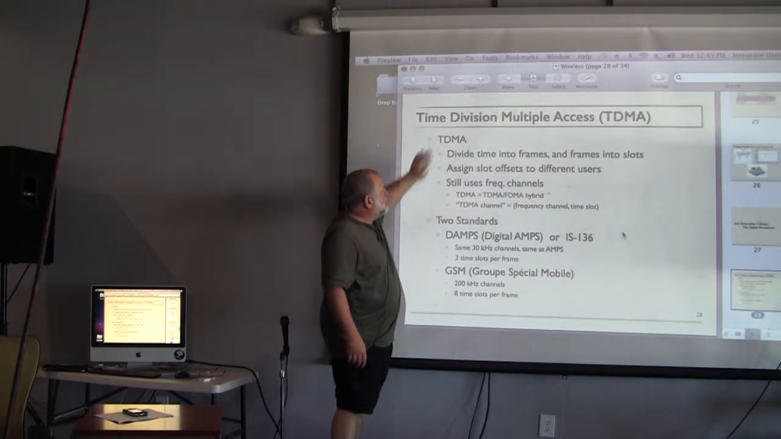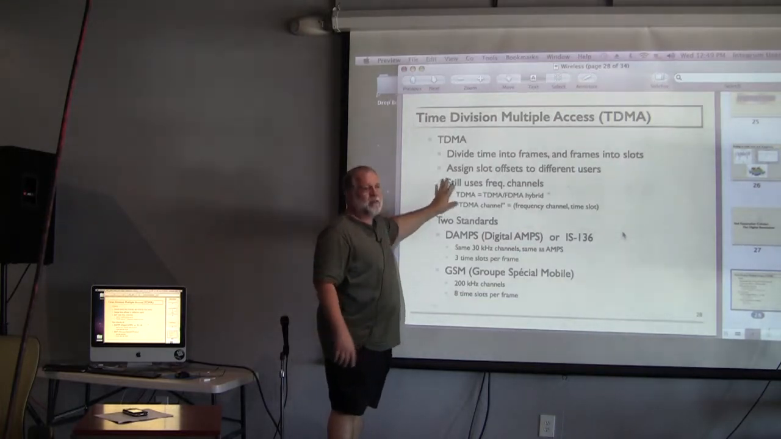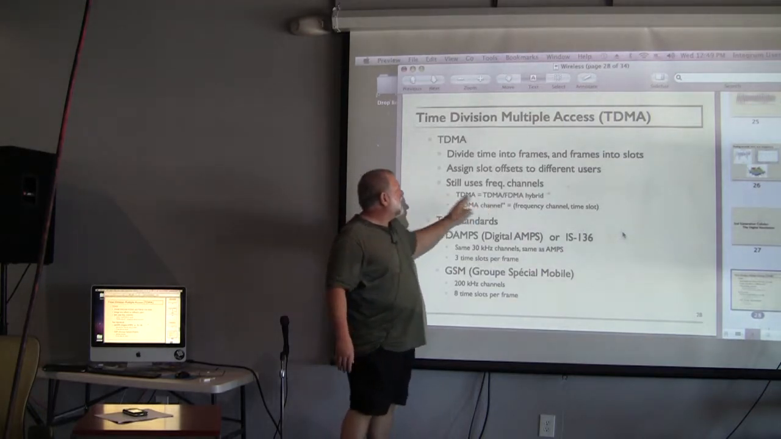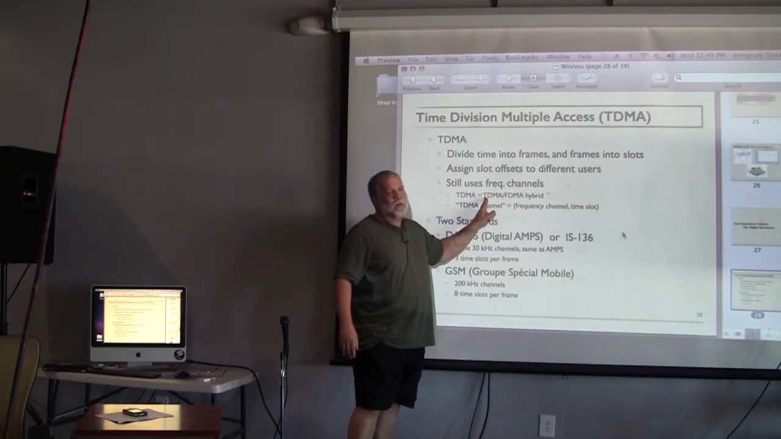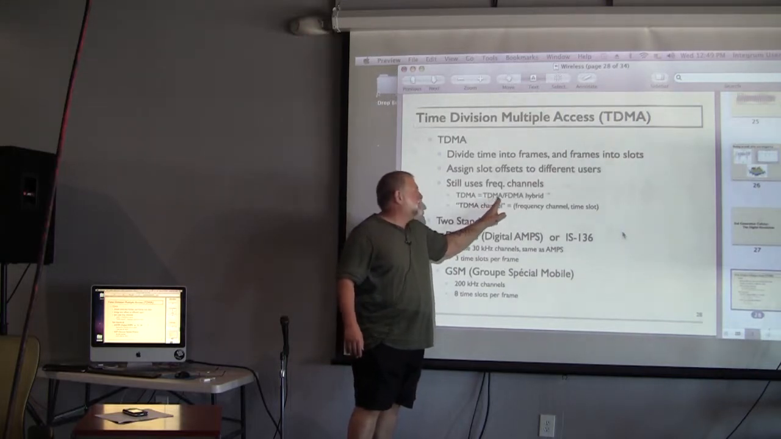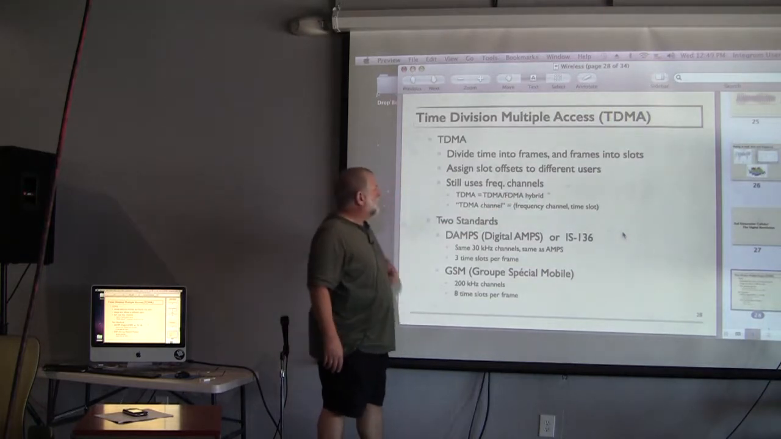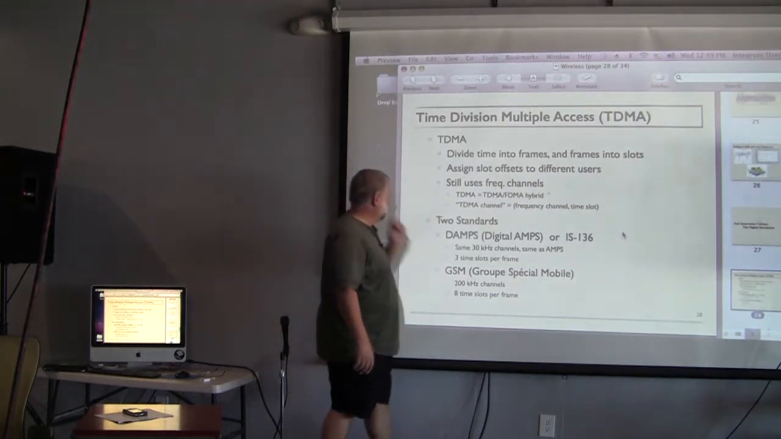A channel in a TDMA system is actually two components. It's a time slot within a frame. Don't worry, I have pictures of this in the next slide. It's a time slot and a frequency channel. So really, TDMA systems were hybrid TDMA-FDMA systems because they had time slot and frequency. So now we think of a channel as a pair, a frequency and a time slot.